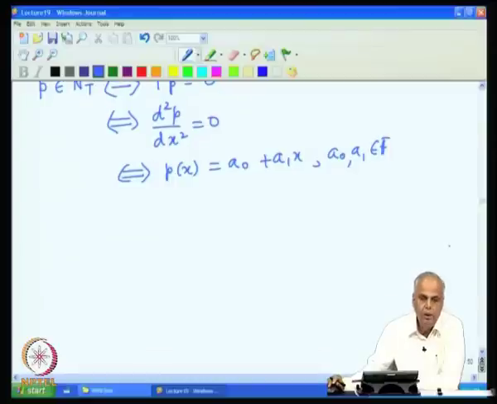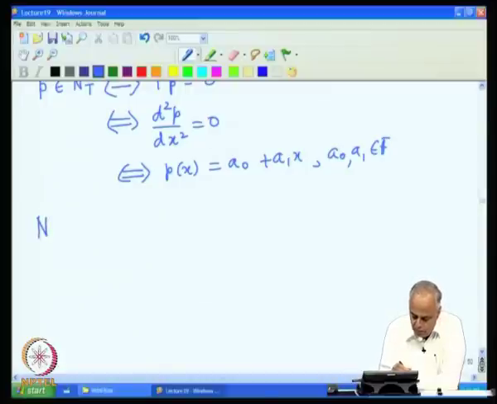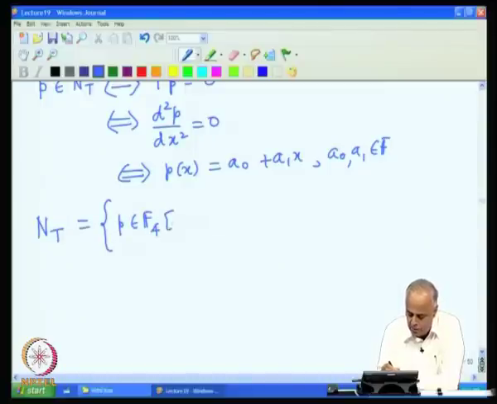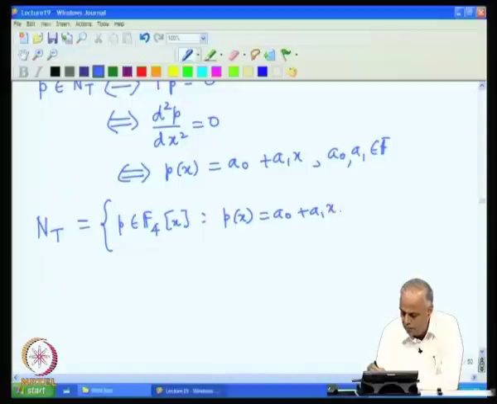Therefore, only linear polynomials qualify to be in the null space of T. So, therefore, we get the null space of T consists of all those polynomials in P4(x) which are of the form p(x) equal to a0 plus a1 x, a0, a1 in F.